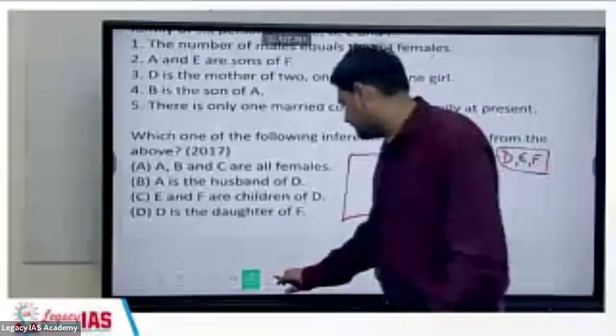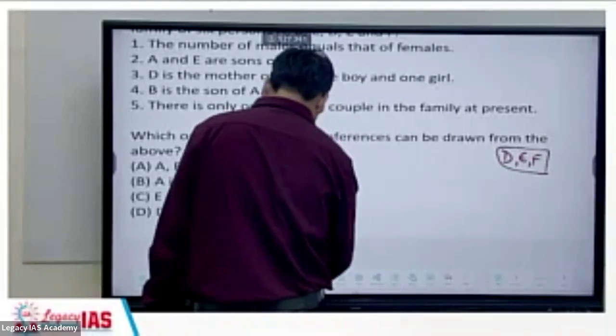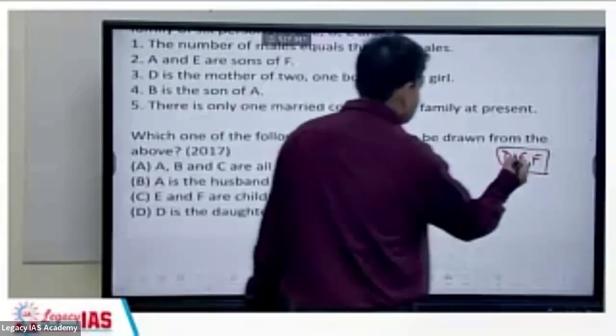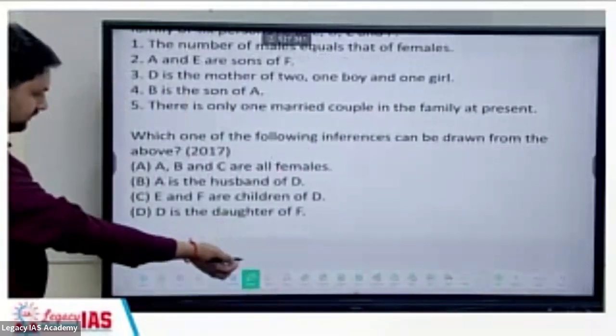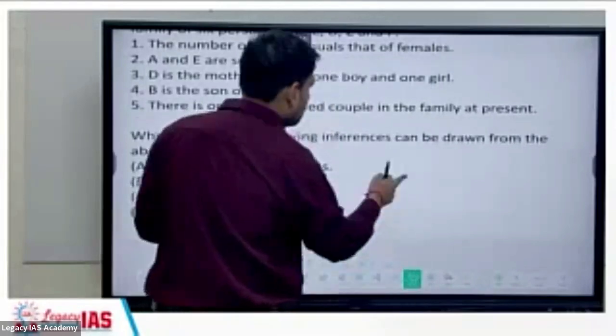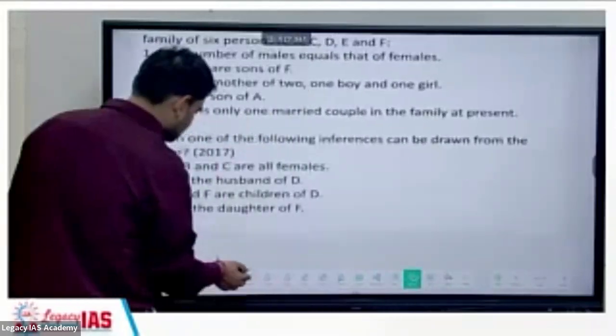Okay, then this is all about puzzles that we had to write. Now we will do this question.